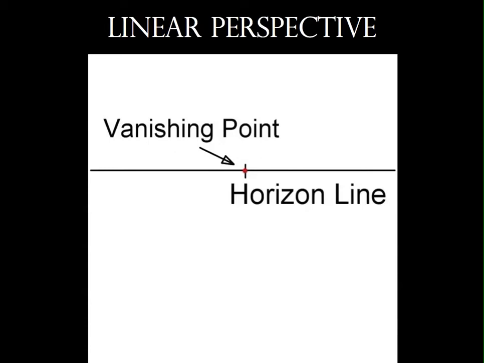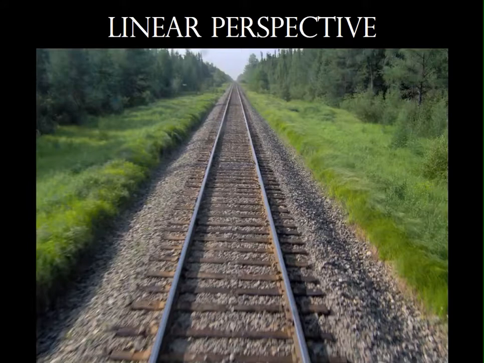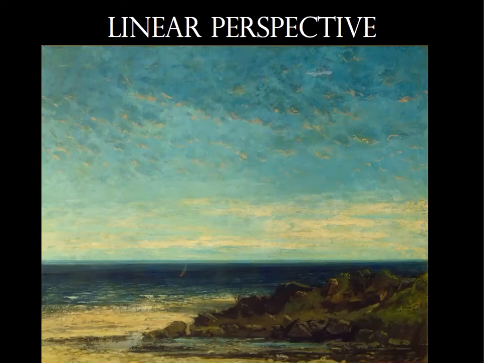So we start off with an artwork and we create the horizon line. Again, that's just a horizontal line anywhere on the surface of the canvas or paper. In this image, the horizon line is up rather high, but in this image, the horizon line is much lower, in the bottom third of the image.